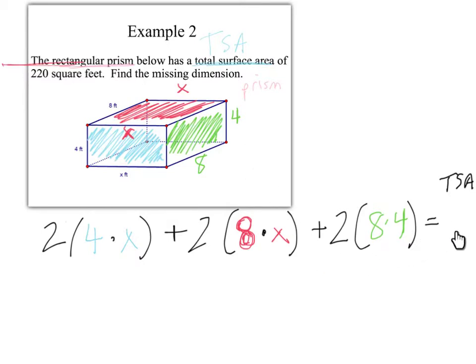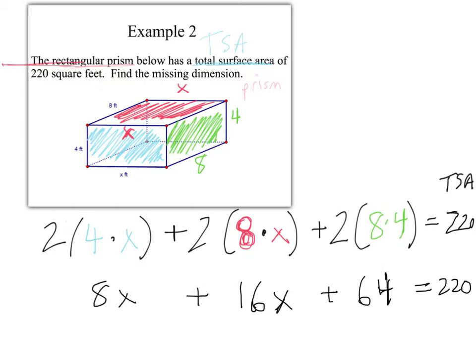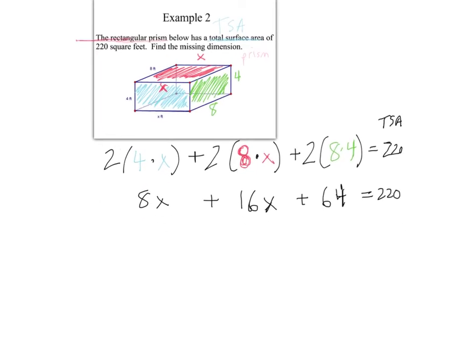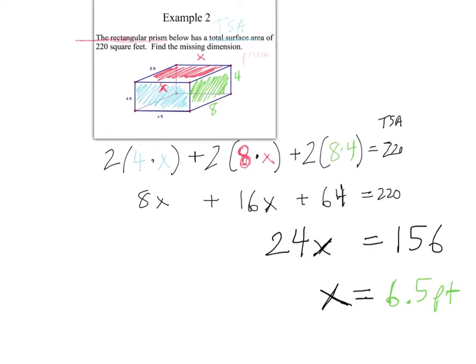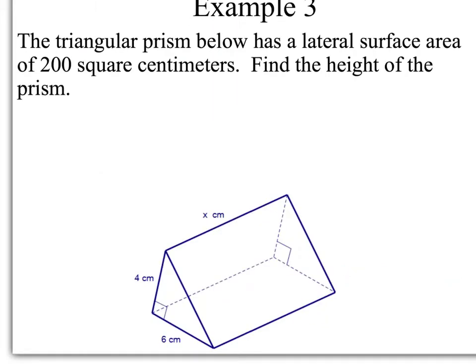And we know the total surface area, if we add up all of these 6 sides, we should get 220. Well, pause here, just do some algebra. I think you'll find my answer agrees with yours if you go ahead and do it out. 6.5 feet. Hopefully you like it.